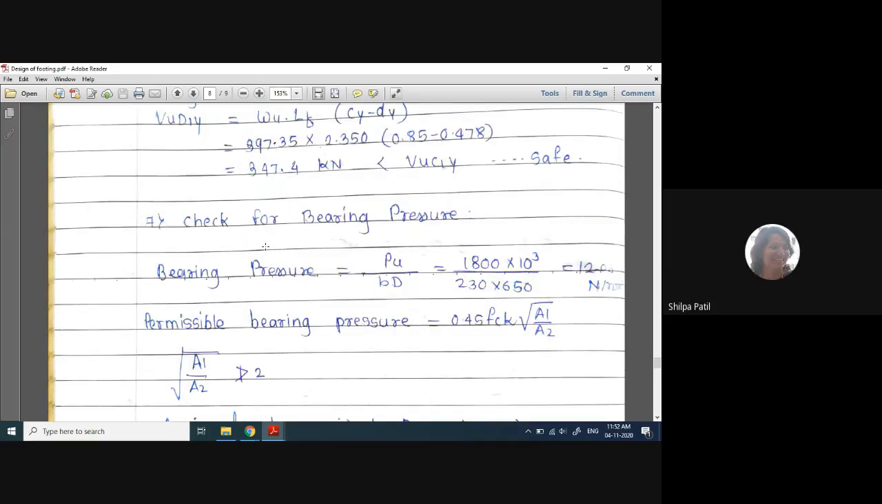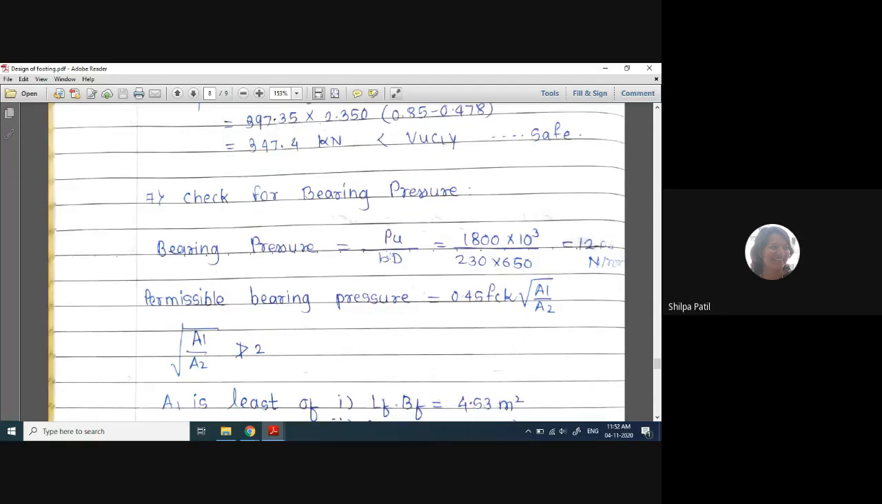Then the last check is check for bearing pressure. Now check for bearing pressure, to find out that the bearing pressure is calculated by this. It is the force divided by the area of the column, bearing pressure. Now load coming on a column is 1800. It is the factored load, taken as factored load, divided by area, cross-sectional area of the column is B into D. That value is coming as 12.04 kilonewton.